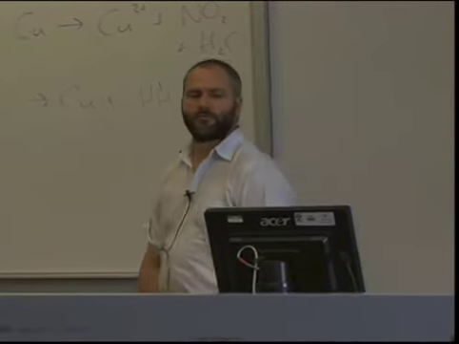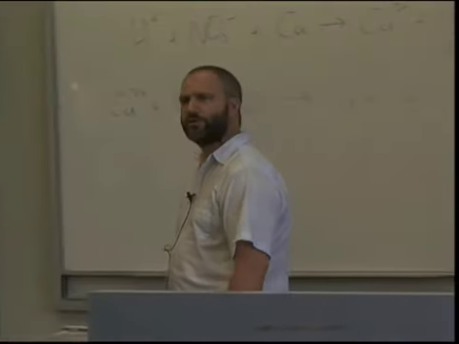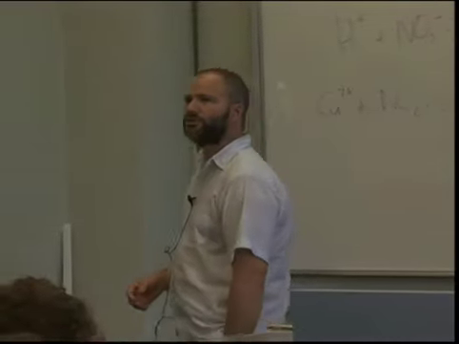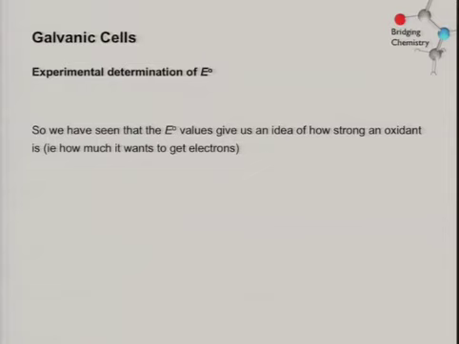Right, so for the rest of today, we want to focus on how you experimentally determine what these reduction potential values are. Right? And so the method that you use is by building something called a galvanic cell. So we've seen that the reduction potential values, the E standard values, give us an idea of how strong an oxidant is. So in other words, how much the thing wants to get electrons and so be reduced.